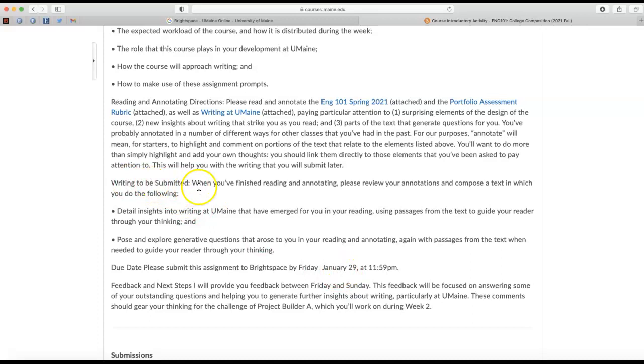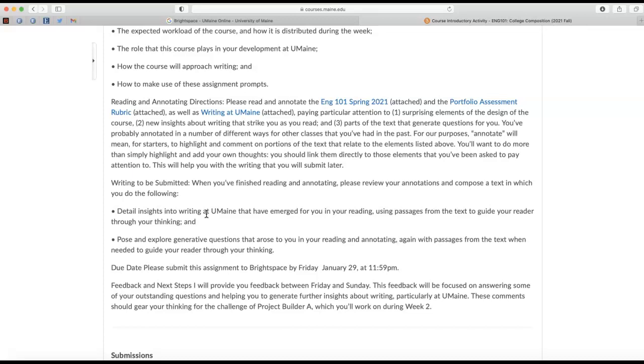Writing to be submitted. When you've finished reading and annotating, please review your annotations and compose a text in which you do the following. Detail insights into writing at UMaine that have emerged for you in your reading, using passages from the text to guide your reader through your thinking. So if we just stop for a second and we think about the Writing at UMaine document, what are some insights into writing at the University of Maine that you are now aware of, or now more aware of, because you have finished the Writing at UMaine document?